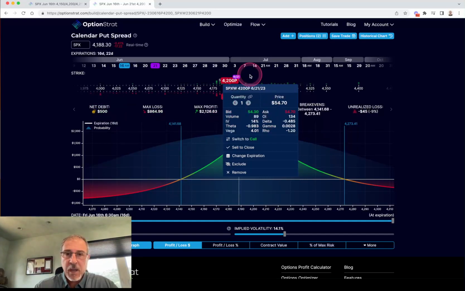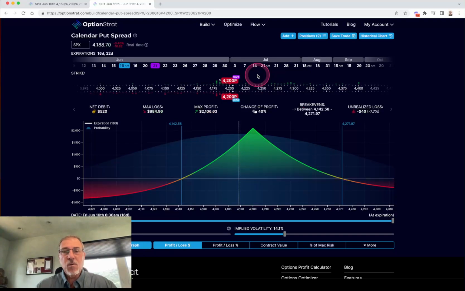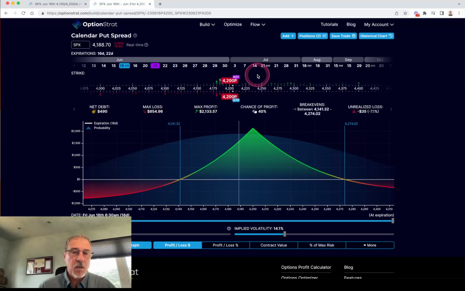So how do we make our money then? Well, if you understand options decay, the closer an option gets to expiration, the faster it starts to decay.